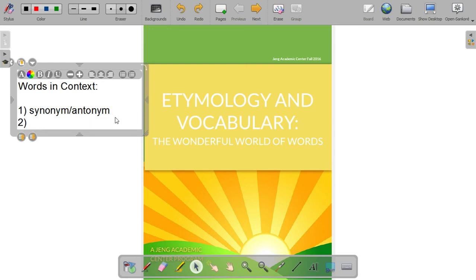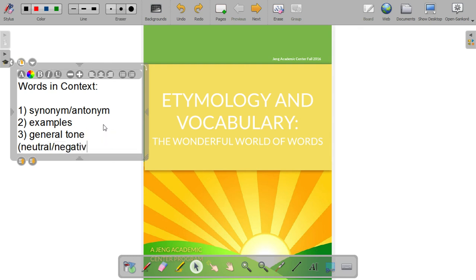If it doesn't have a synonym or antonym in the sentence, then try to see if there are any examples of the meaning of the word given. If there are no examples, then unfortunately you have to do the hardest one, which is the general tone of the word. In other words, is it neutral, negative, or positive? Even if you can't tell exactly what the word means, you should be able to at least tell whether it's neutral, negative, or positive.